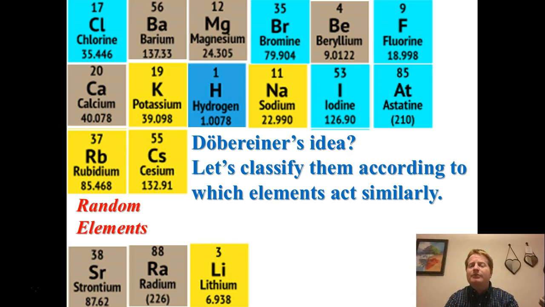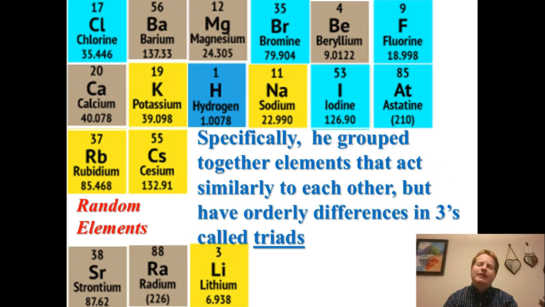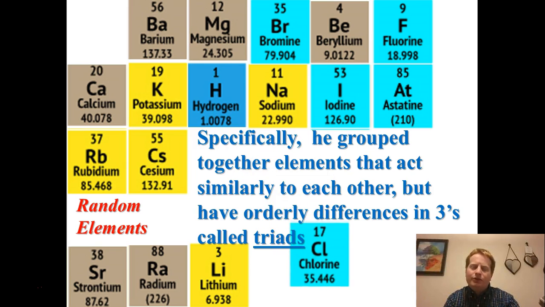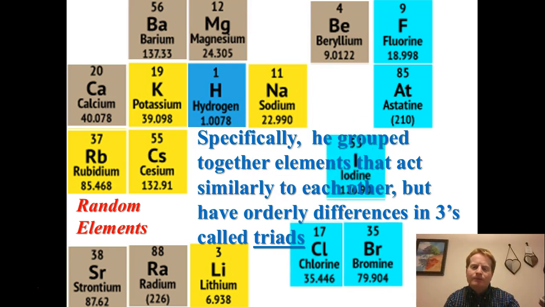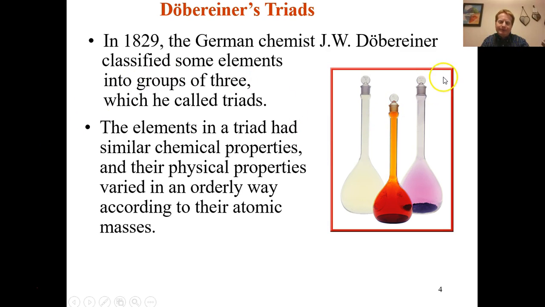One scientist, J.W. Dobereiner, his idea was to classify them according to how they act similarly. So how are their properties similar? How do they react similarly with other chemicals? He decides to do that based on their properties. Specifically, he grouped together elements that act similar to each other and have orderly differences in groups of three called triads. Tri means three, right? So he just thought, I'm just going to go with three at a time. I noticed three groups of elements that tend to behave similarly. For example, one of those triads was chlorine, bromine, and iodine. That was just one example. He picked those three, and here's a picture of them over here.